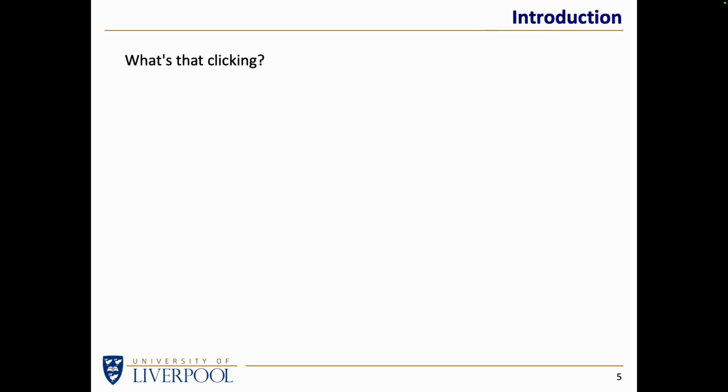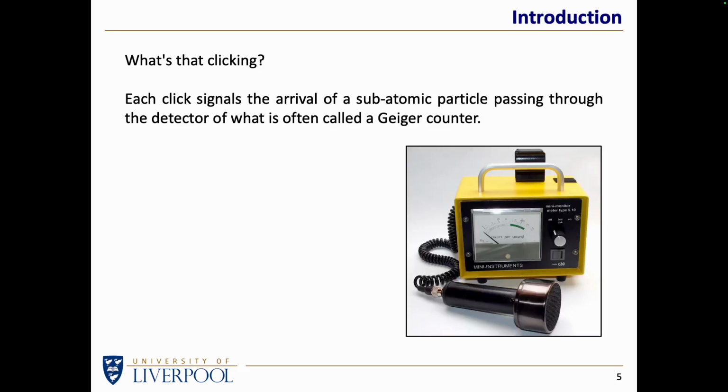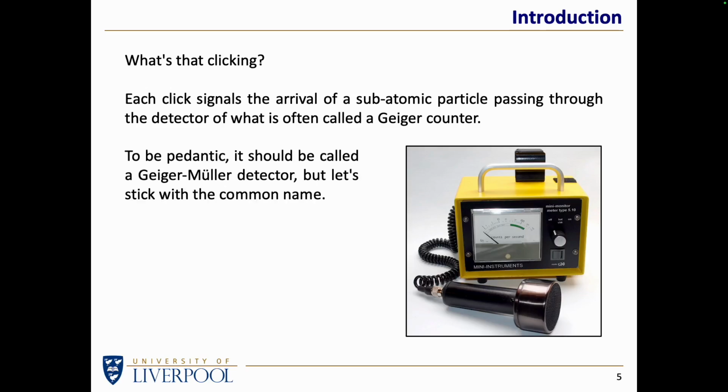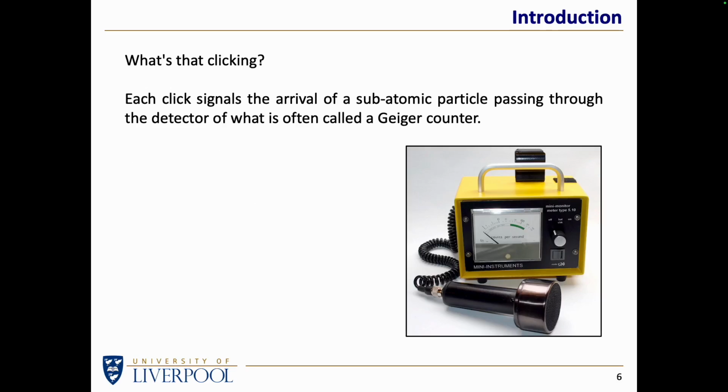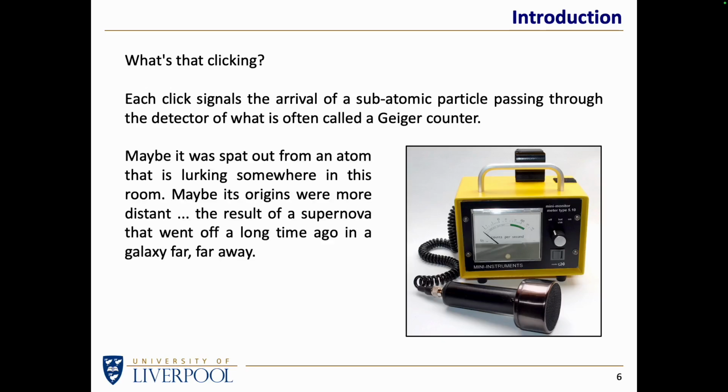So firstly, can you hear the clicking? Okay. Each click signifies the arrival of a subatomic particle coming through the detector. I'll explain later how the detector works. So this particular detector is normally called a Geiger counter. It should be called a Geiger-Müller detector. That's what physicists insist that it's called, but everybody calls it a Geiger counter, so we're going to stick to the vernacular. But each click signals the arrival of a particle coming through the detector.